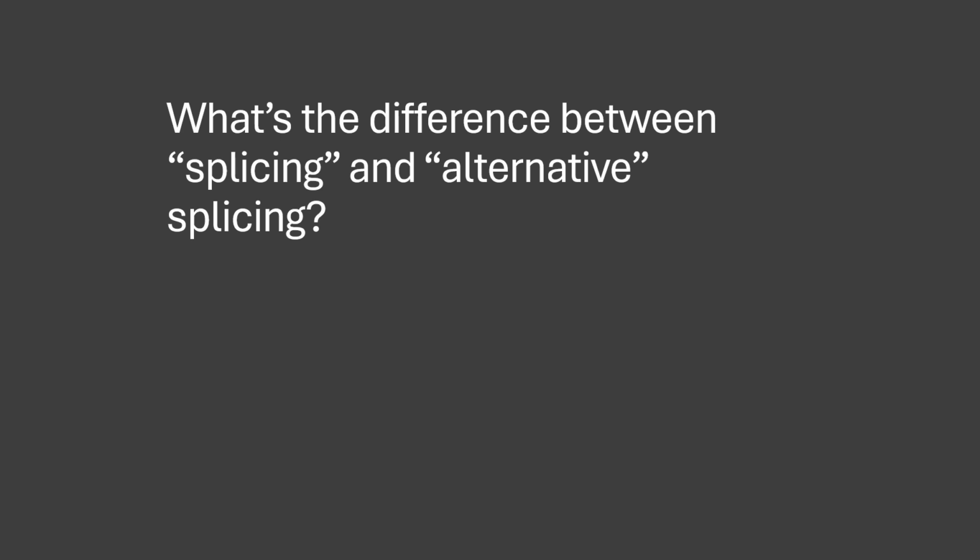So just to be clear, what's the difference between splicing and alternative splicing? They're very similar. Splicing usually just refers to the removal of introns to shorten the pre-mRNA transcript. Alternative splicing refers to this sort of mixing and matching of all the possible exons that are present in a gene to come up with different types of mRNA that can be used to code for proteins.